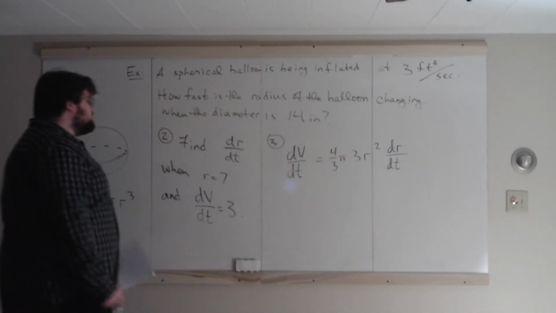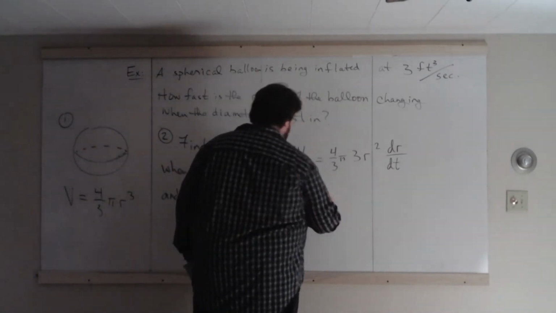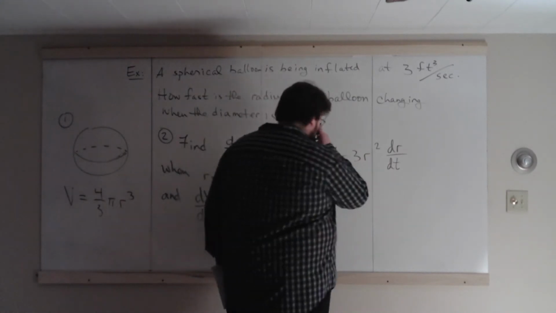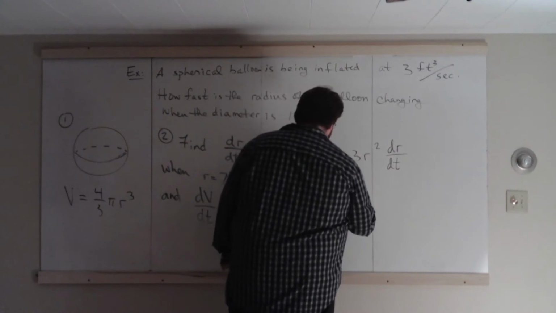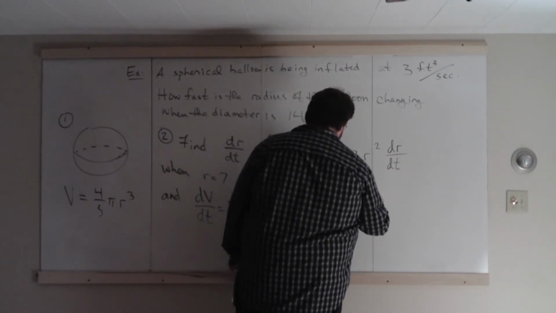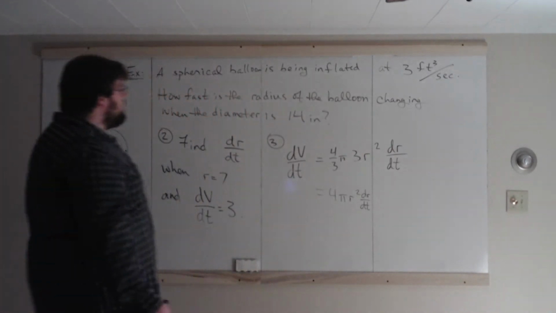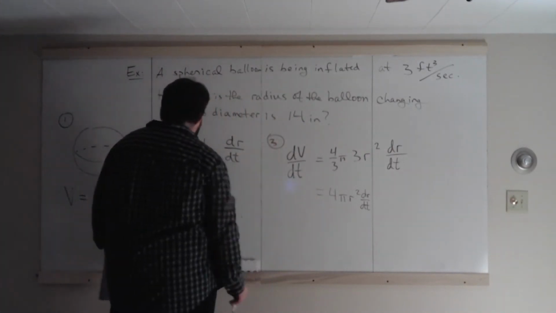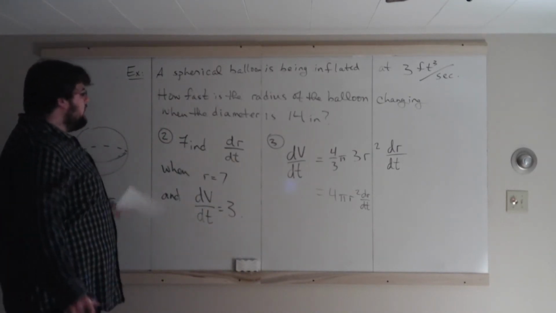So now we have to substitute. Before we substitute, I'm just going to observe the right side. I get left and right confused a lot more than you'd expect me to. The 3's cancel over there. So on that right side, the 3's cancel, so it's just 4 pi r squared dr/dt equals dV/dt. But now all we have to do is substitute and solve.